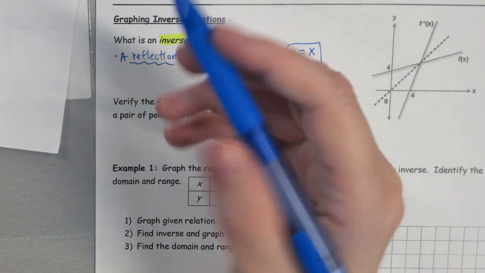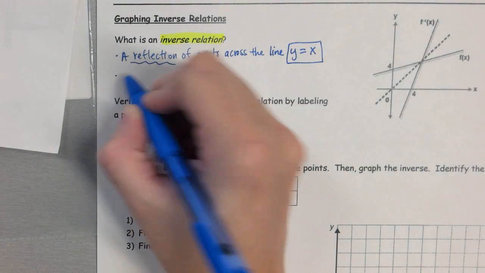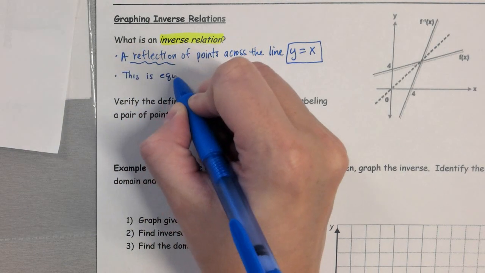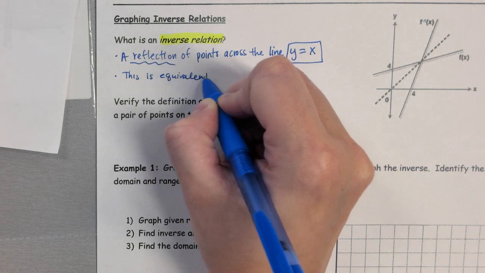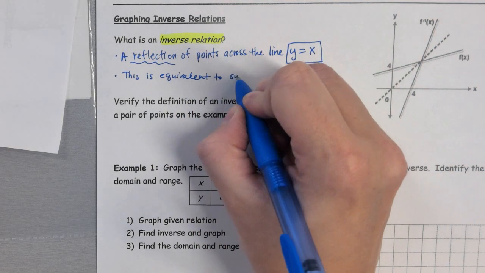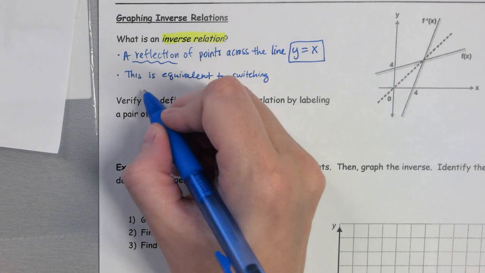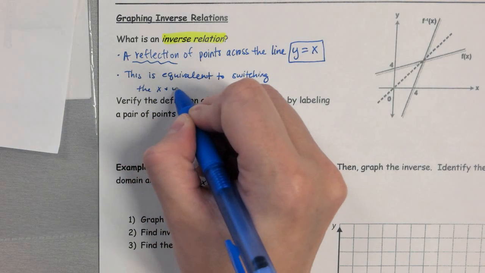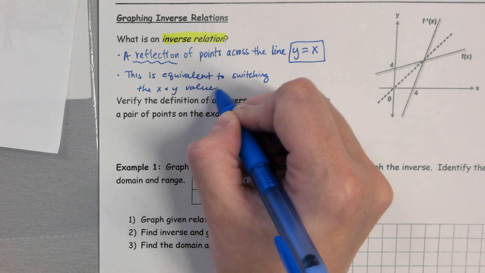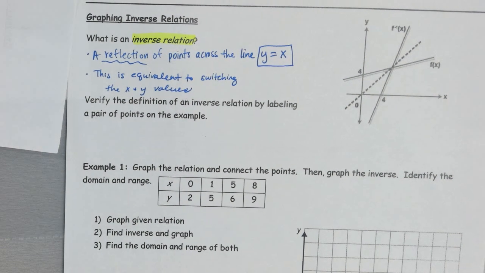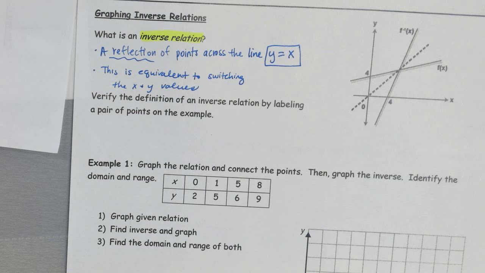This ends up being equivalent to switching the x and the y values. So if you were to switch the x and the y, that would give you the reflection over the line y equals x. We're going to talk about some different notations today.